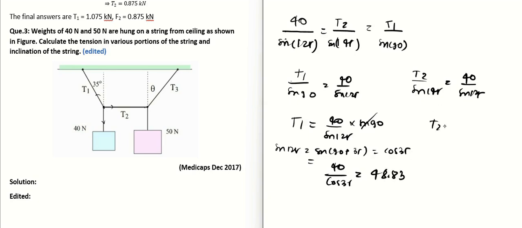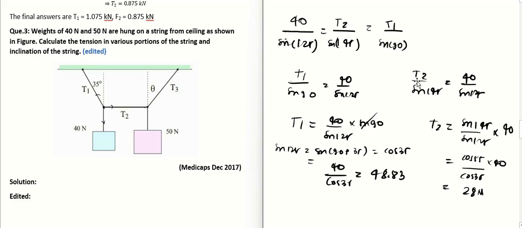Similarly, we can find out T2, which is nothing but sin 145 divided by sin 125 into 40. So sin 145 can be written as sin of 90 plus 55, so it becomes cos 55, and the lower part will become cos 35, into 40. So the value of cos 55 is 0.573 divided by cos 35, which is 0.7, into 40. We have 28 Newton as the value of T2.